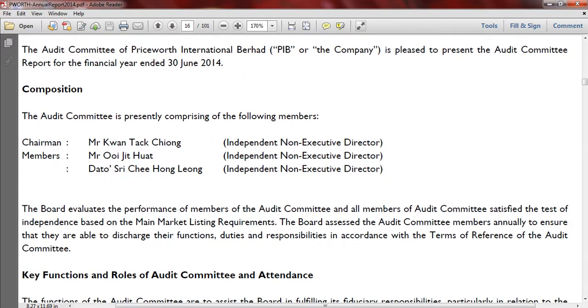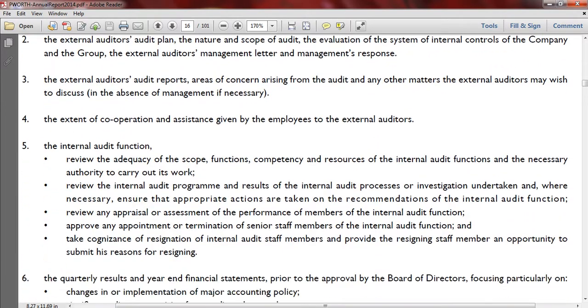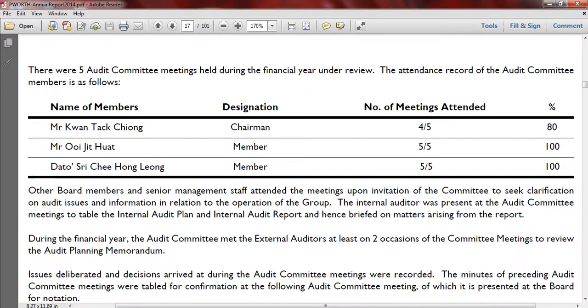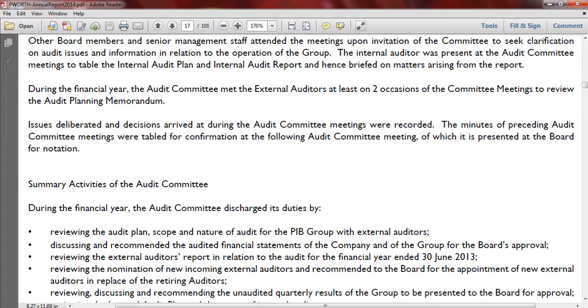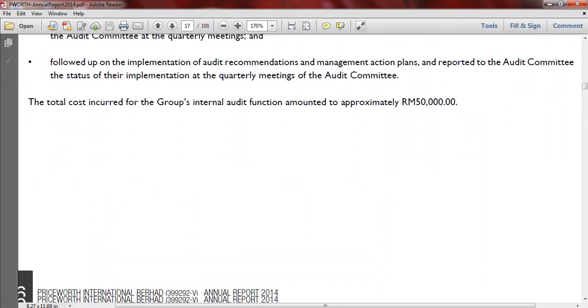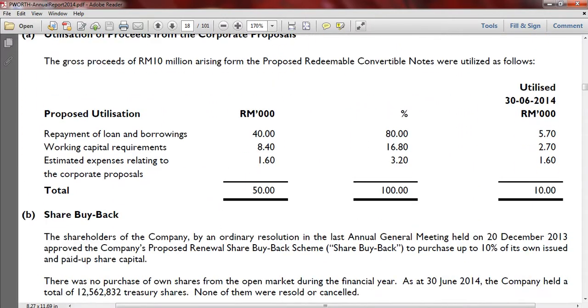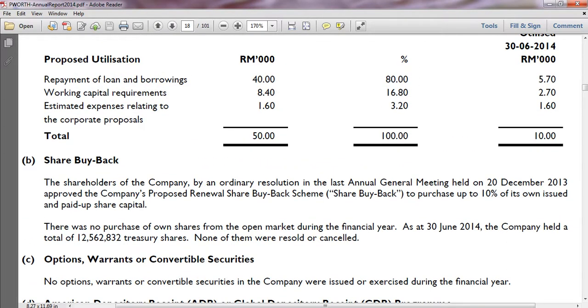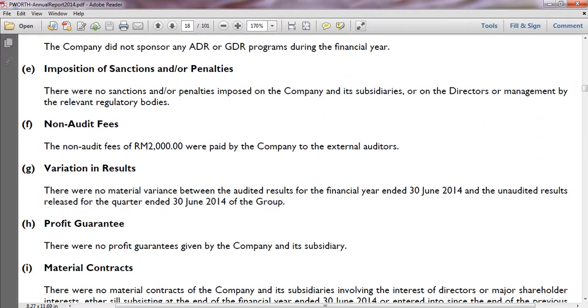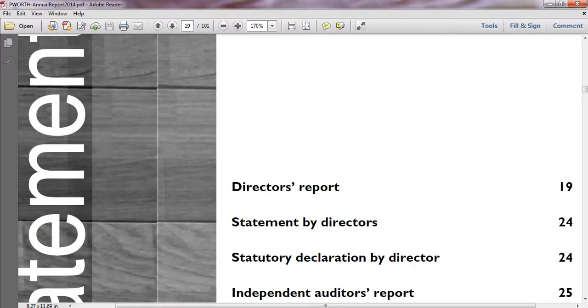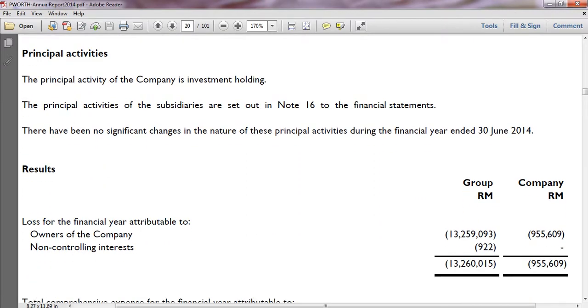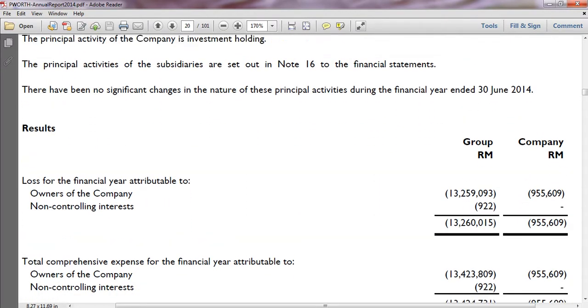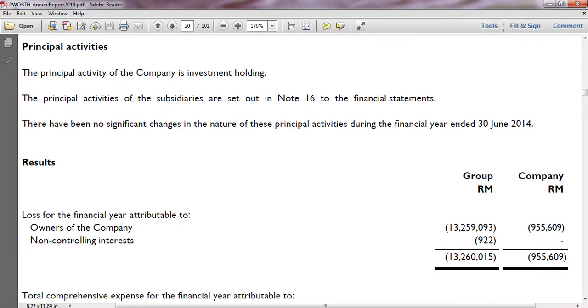So slightly faster view. This is the one I was talking about just now. So far still okay. And luckily this corporate doesn't have so many directors. As you can see, there are some things you need to be careful on as well. Almost there. Result. These are the principal activities.